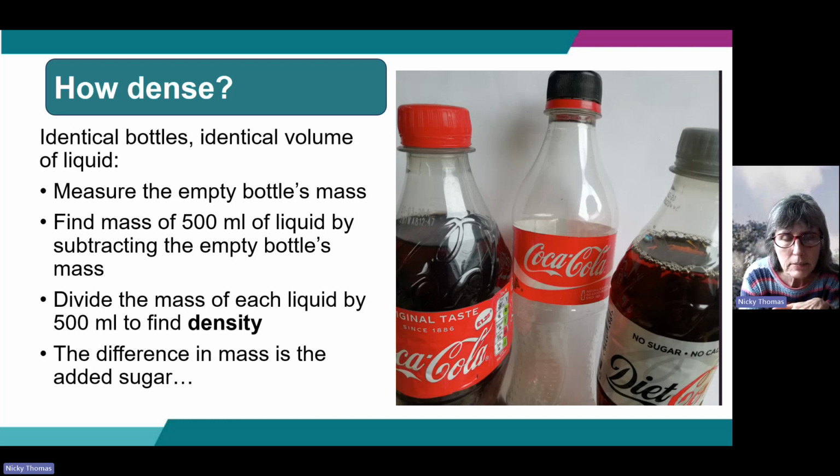And a milliliter is a centimeter cubed. Just a quick reminder again. And so you can find the density. And remember, the density will be given in grams per centimeter cubed or grams per milliliter.